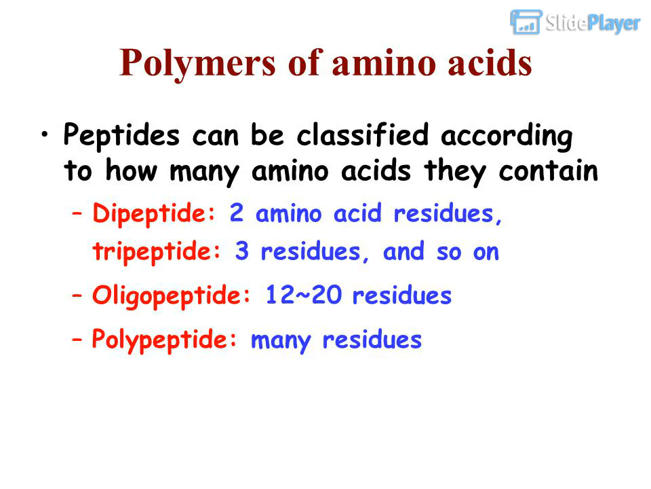Peptides can be classified according to how many amino acids they contain. Dipeptide: 2 amino acid residues. Tripeptide: 3 residues, and so on. Oligopeptide: 12-20 residues. Polypeptide: many residues.